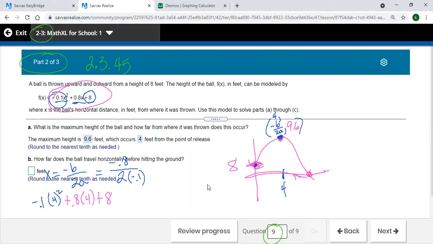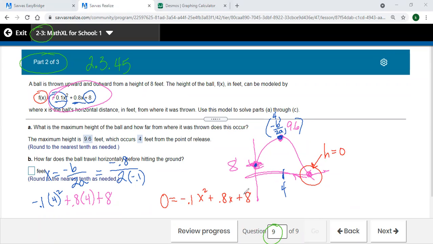Second question, how far does the ball travel horizontally before it hits the ground? So that would be finding the point over there where it hits the x-axis right here. And so the height there equals 0, and the height is the answer, the f of x. So we'd be trying to solve here, when does 0 equal the negative 0.1 x squared plus 0.8 x plus 8 is what we're trying to solve here.